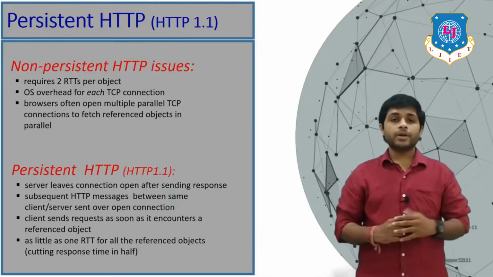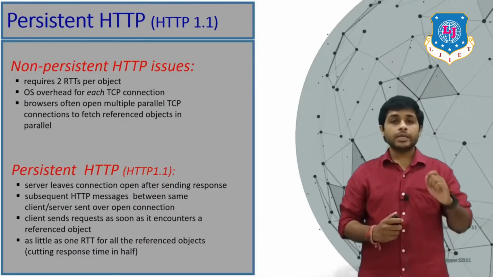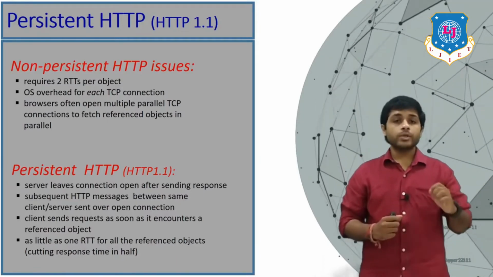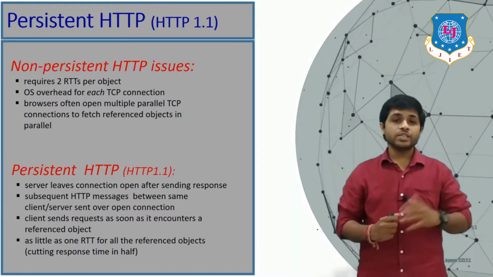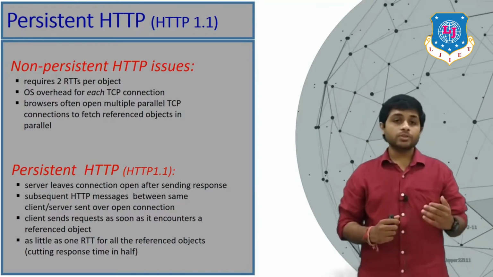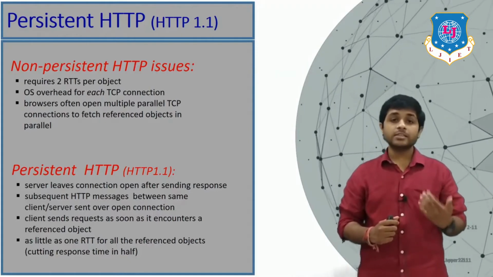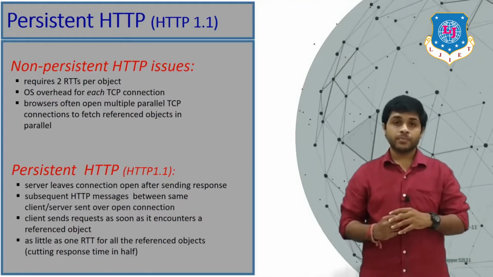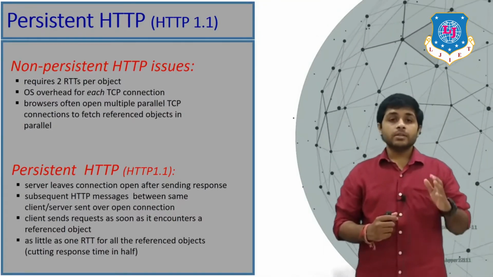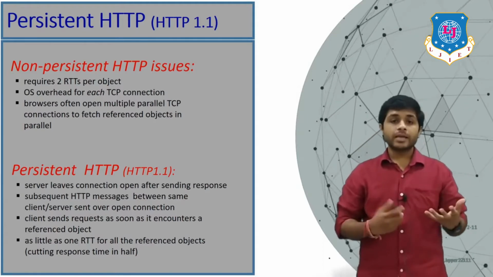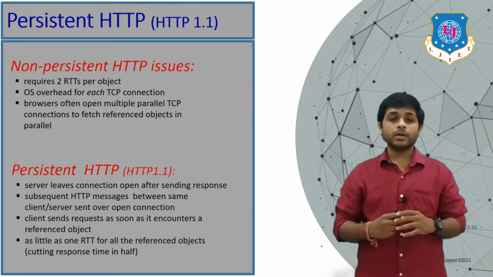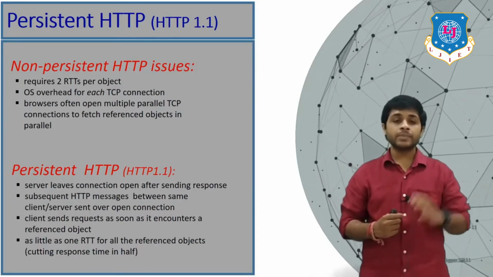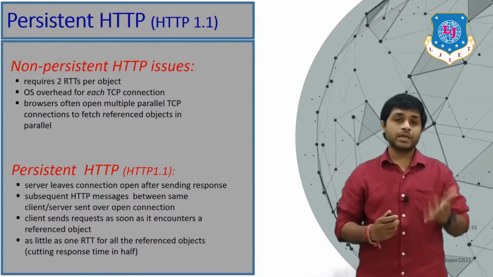So let's compare those two methods quickly. In the non-persistent HTTP, it requires 2 RTT per object. The OS has overhead for each TCP connection, and browsers often open multiple parallel TCP connections if they want to access so many objects at a time. In the persistent HTTP, more than one packet can be transferred in one connection, and it requires a much lower round trip time as compared to the non-persistent HTTP.